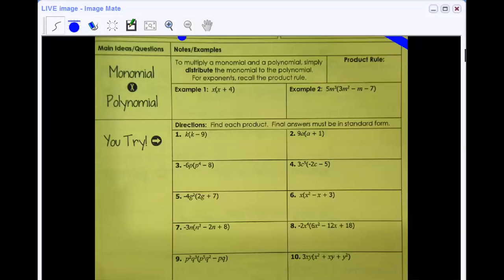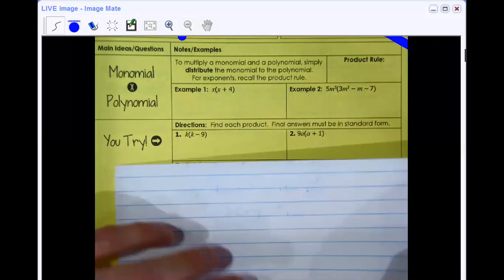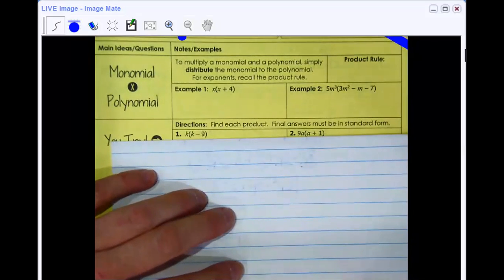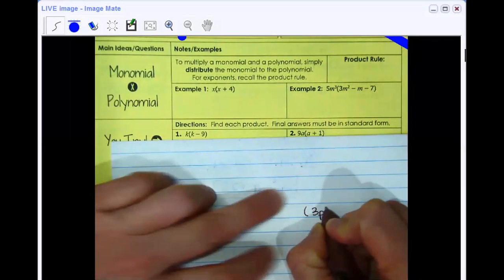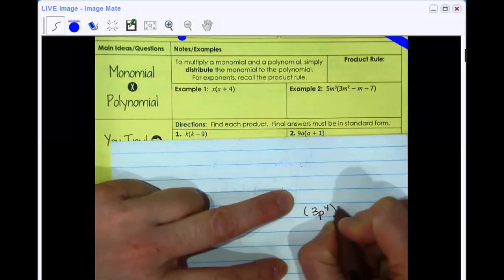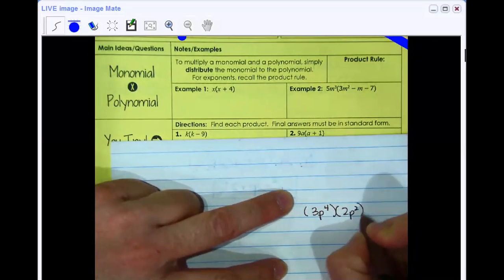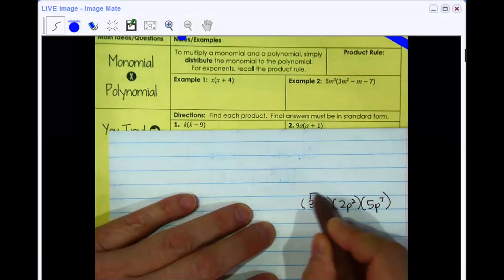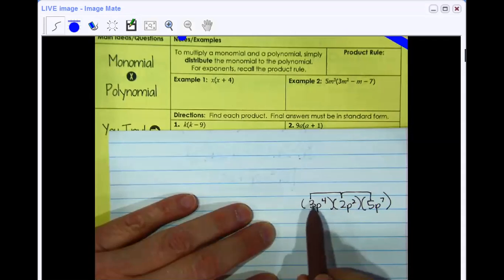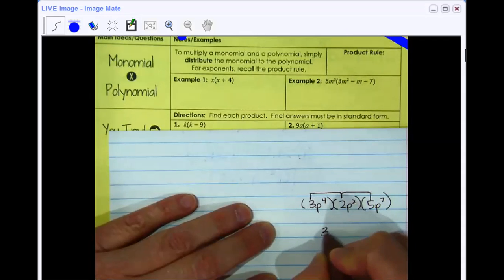Okay, so when we're multiplying a monomial and a polynomial, again, this is exactly what we did last unit, just now we're doing more often. So for example, like last unit, we did 3p to the fourth times 2p squared times 5p to the seventh. Okay, so we did that last unit. So we had 3 times 2 times 5. That would give me 30.